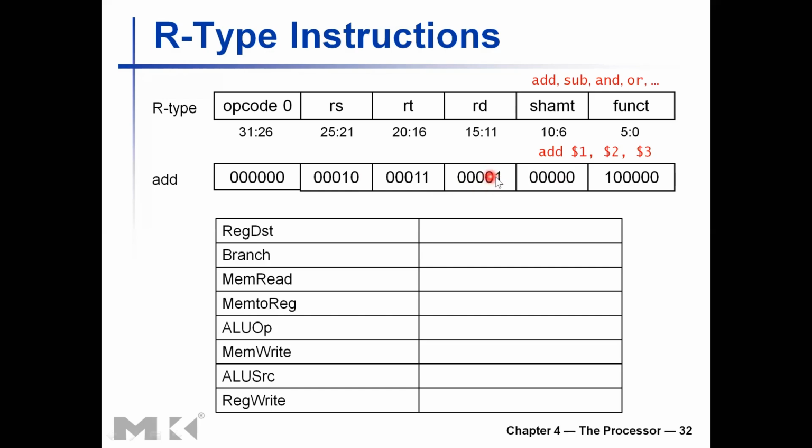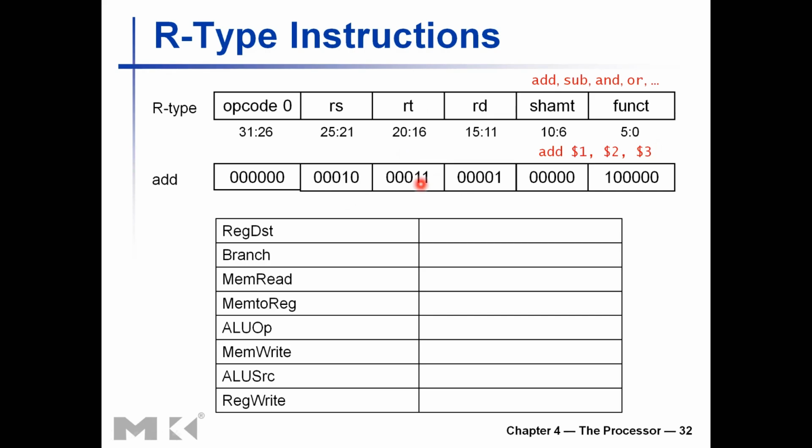So RD, the destination register, is register number 1. So the address is 1, register 1. That is the register number, or the address in the register file. Then this is the first source, the first reading register, RS. The register number is number 2 in binary, and that means this is the address within the register file. Then the RT field is the second source register, number 3, represented in binary.